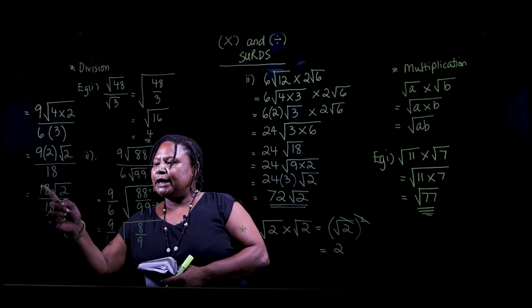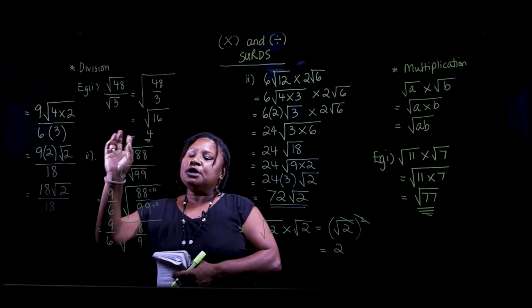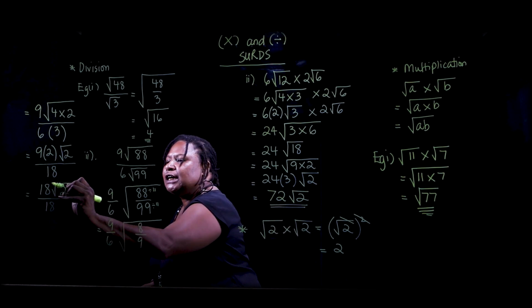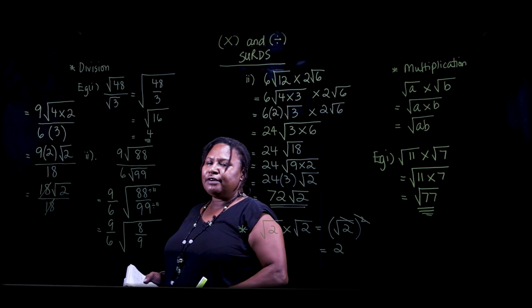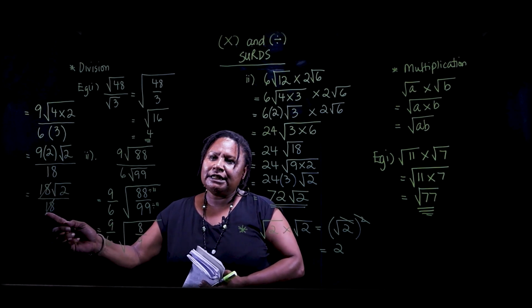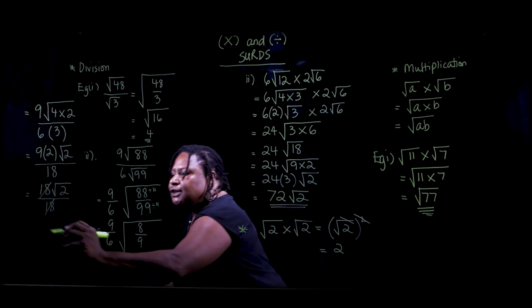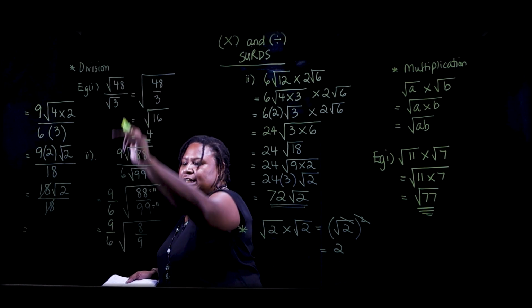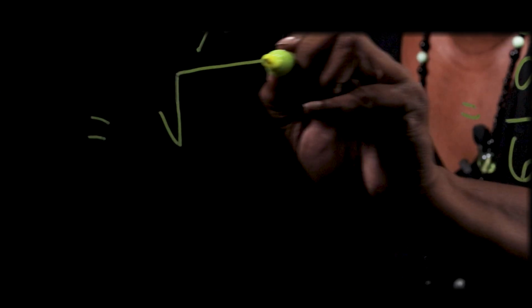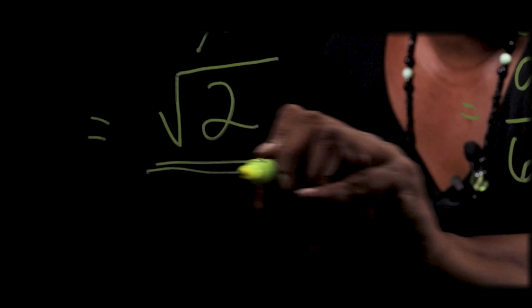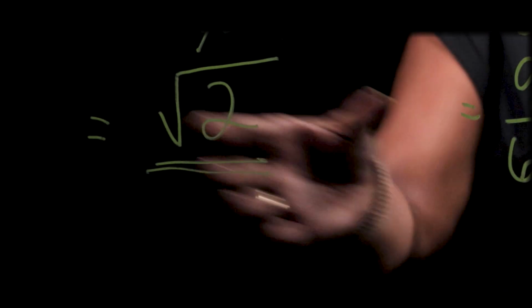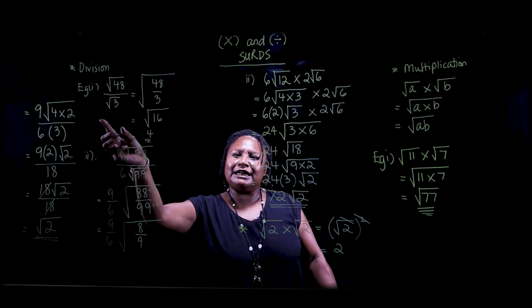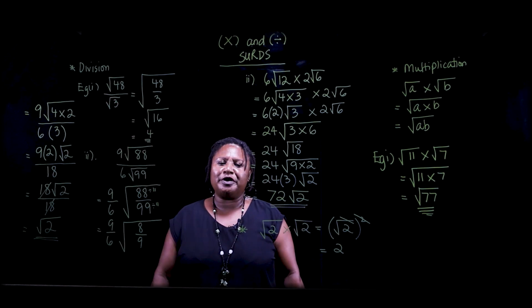Now when you see this happening, we have 18 root 2 divided by 18, so this will cancel out. 18 divided by 18 is 1. So our final answer to this is the square root of 2. So root 2 is the final answer.